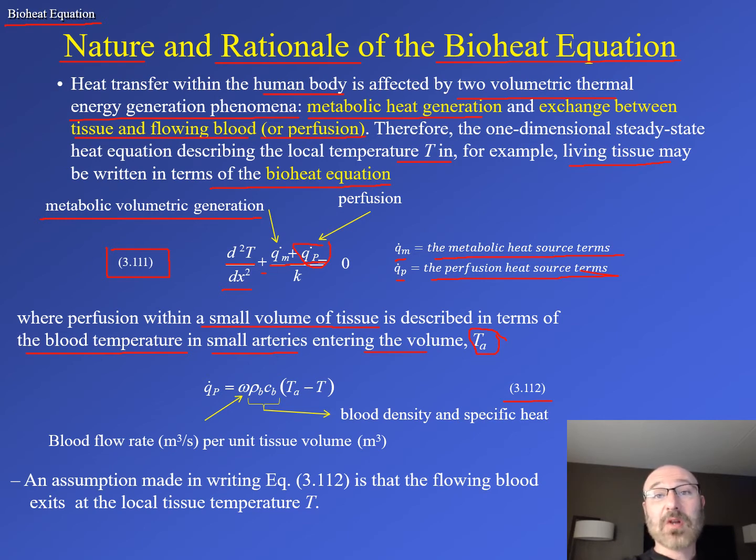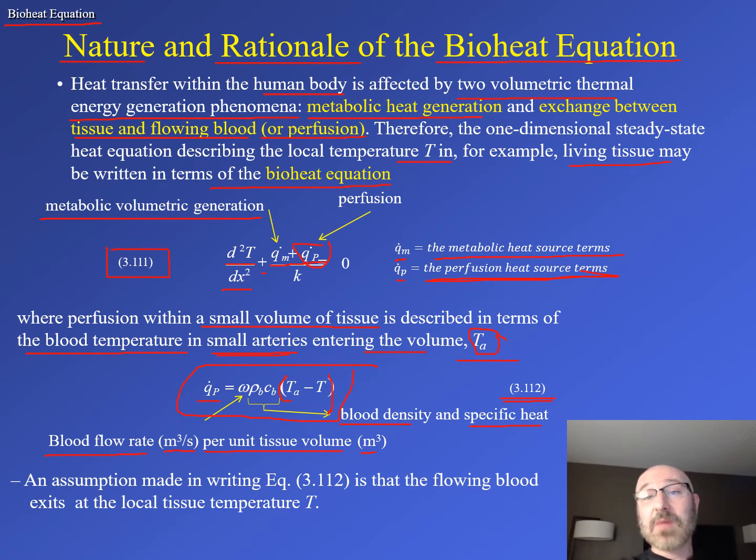So we can see we have our Q dot P. If we go back up, this again is the perfusion heat source term. This is equal to omega, which is the blood flow rate in meters cubed per second per tissue volume in meters cubed, times rho and c, the blood density and specific heat, times our temperature difference T sub A minus T, where T sub A is the blood temperature in the small arteries entering the volume. So this leads into the governing equation we see in equation 3.112 in our textbook.